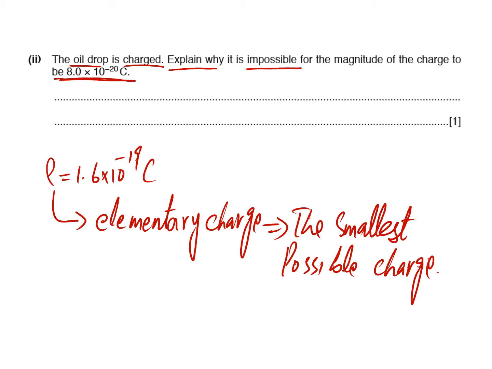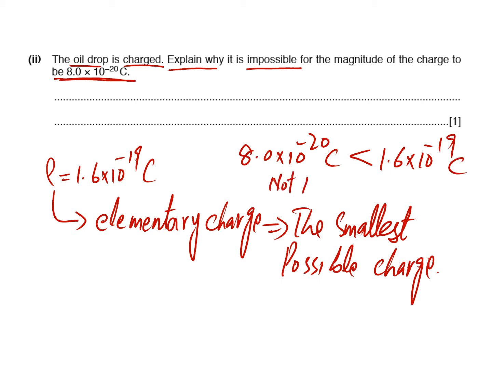Now, if we compare this charge with the elementary charge, 8.0 times 10 to minus 20 coulombs is less than the elementary charge, meaning it's less than 1.6 times 10 to minus 19 coulombs. That's the reason this is not possible, because this charge is smaller than the elementary charge.